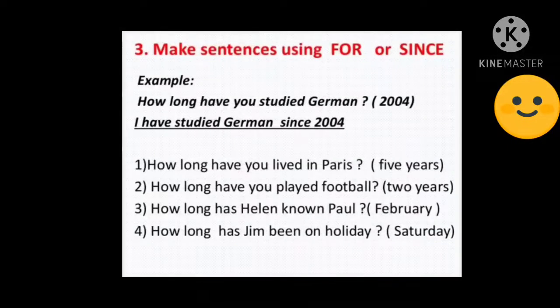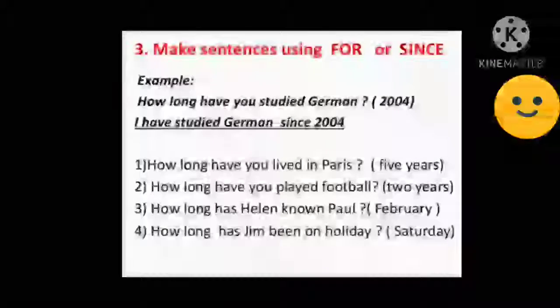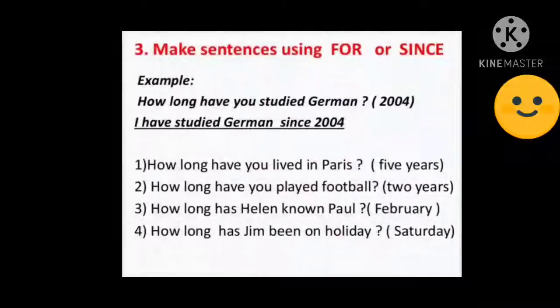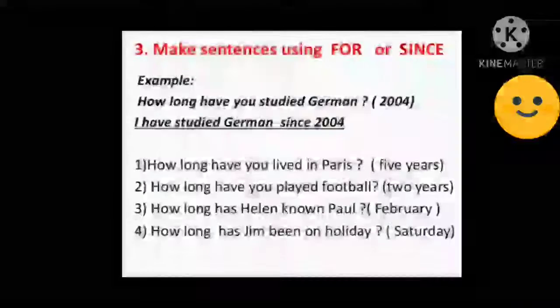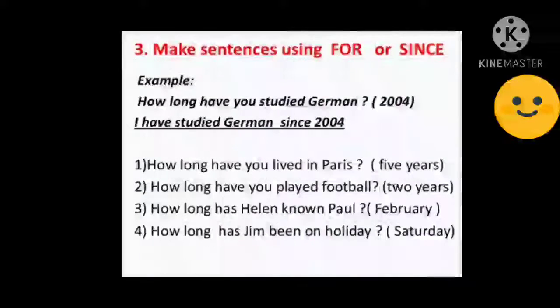Make sentences using for or since. They gave some clues in the bracket and you have to write the complete sentences. How long have you studied German? In bracket, 2004. That means using the clue we have to make a complete sentence using either since or for. So 2004 is nothing but a point of time. I have studied German since 2004. How long have you lived in Paris? 5 years. 5 years means the period of time. So for. I have lived in Paris for 5 years.